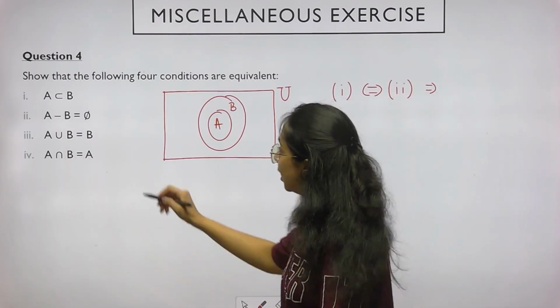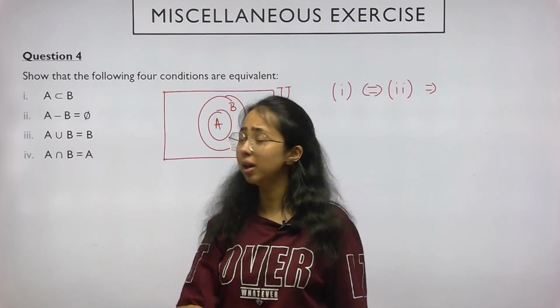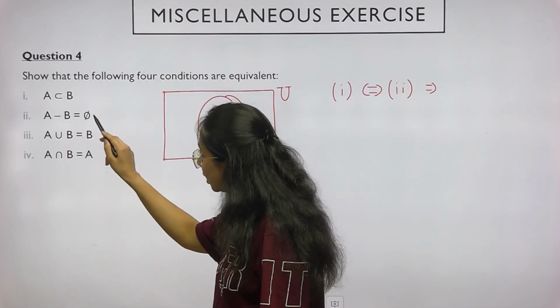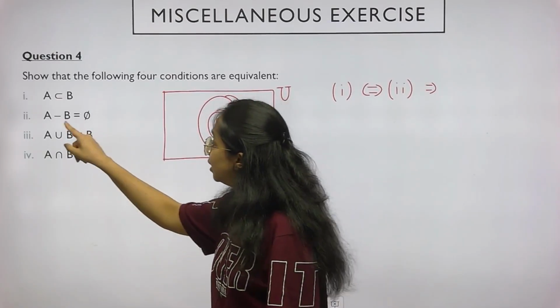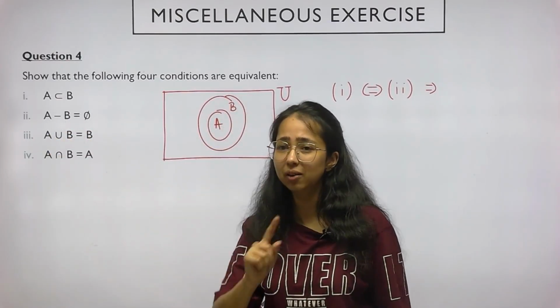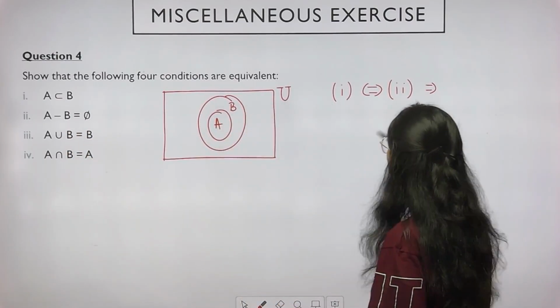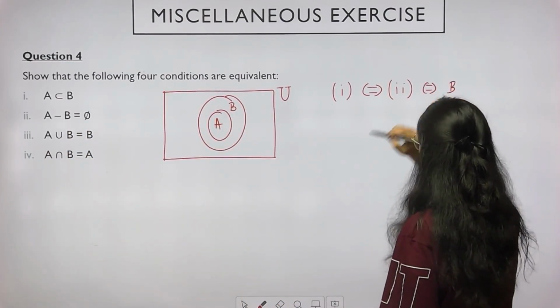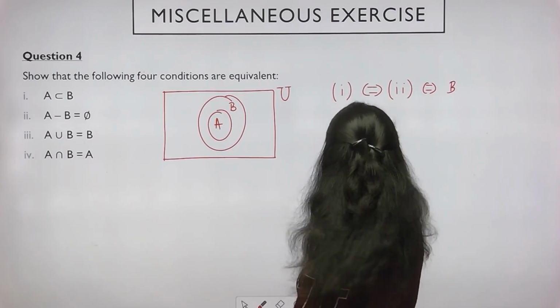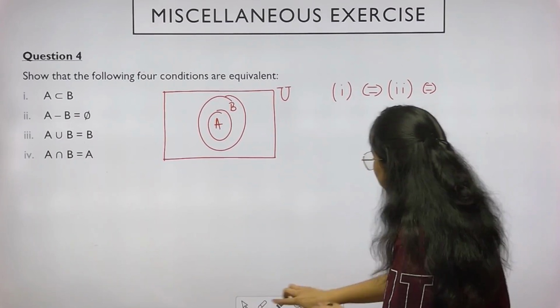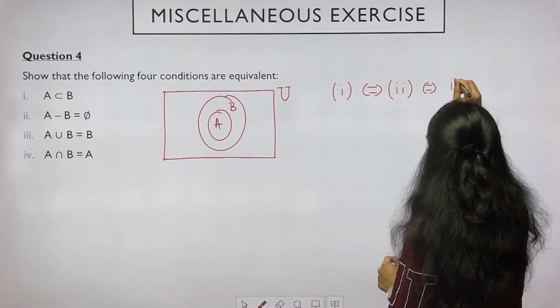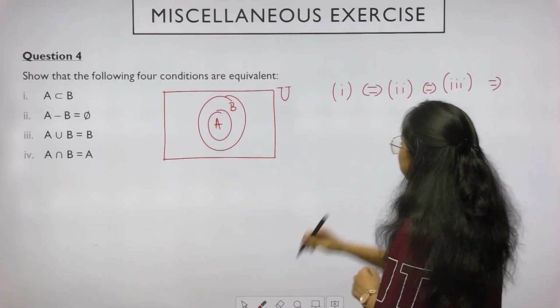Clear? Next. A union B is equal to B. If A minus B is equal to empty set, this means that there is no extra element in A which is not a part of B. So A union B will obviously be equal to B only. So these three conditions are equal. Third condition, 1, 2, 3. Three conditions are equal.